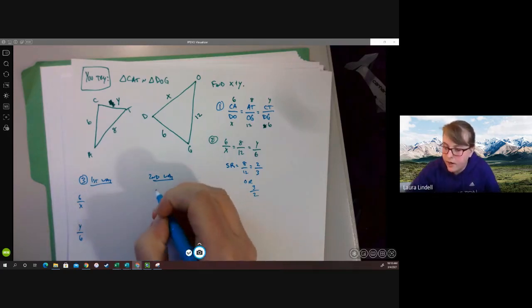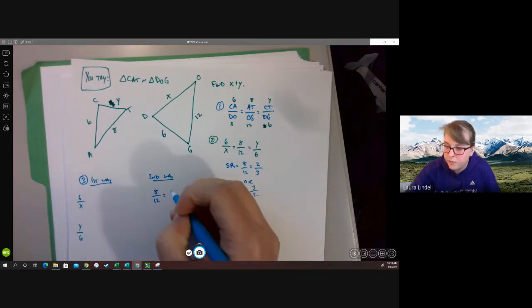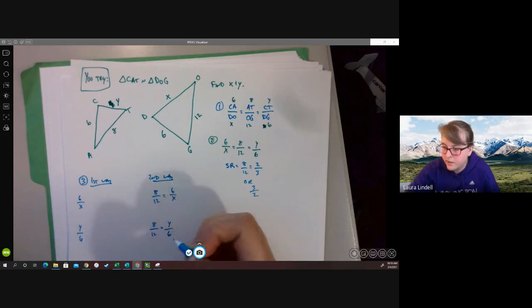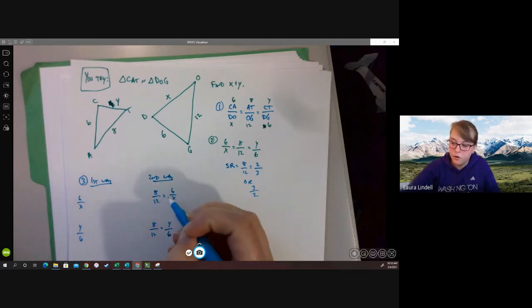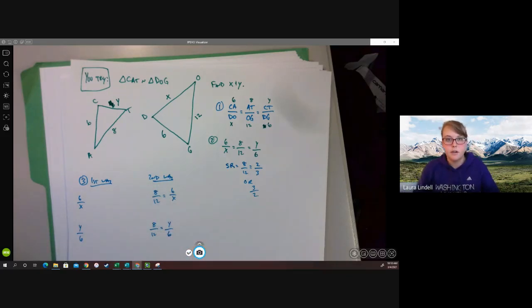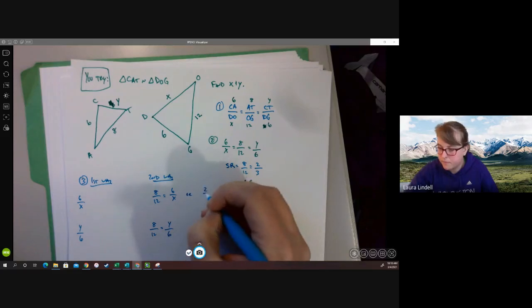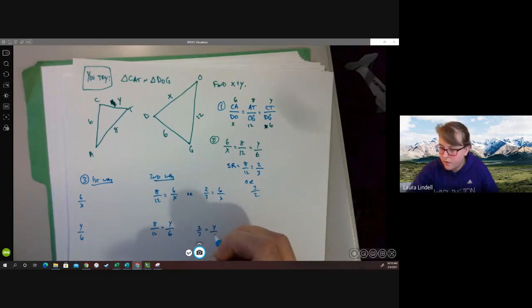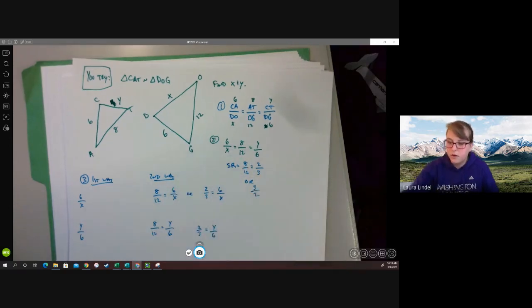If you're doing it the second way and you set up 8 over 12 equals 6 over x and 8 over 12 equals y over 6, you're on the right track. You could also use 2 over 3 equals 6 over x and 2 over 3 equals y over 6. That would also work here, since you can just reduce the fraction. All right, anyone think they've got it so far?